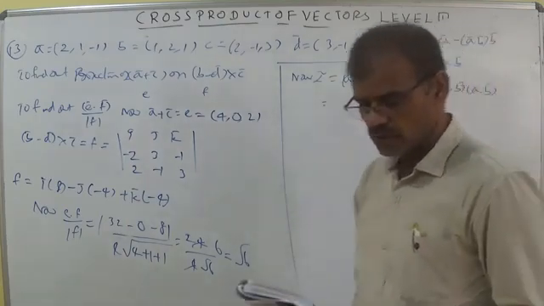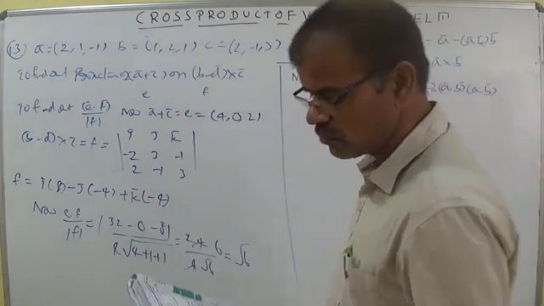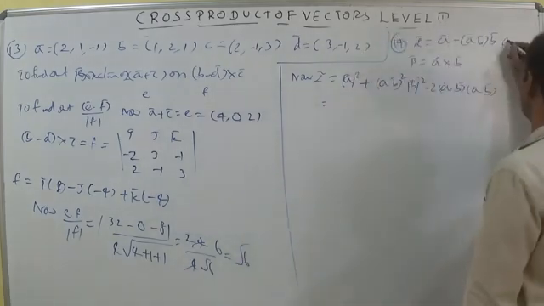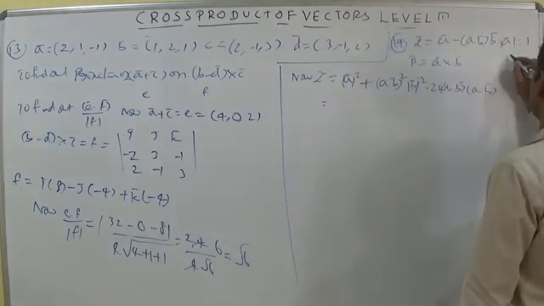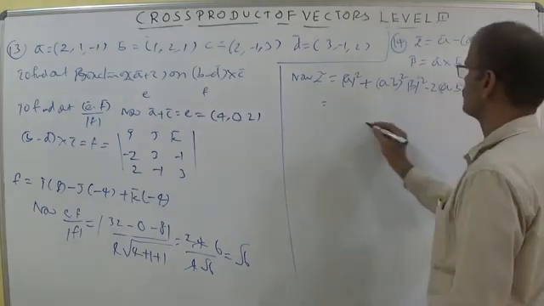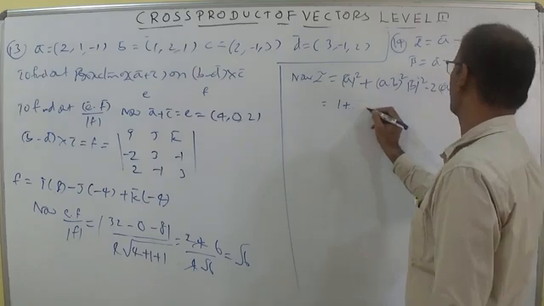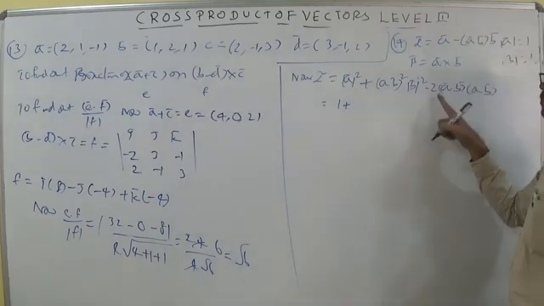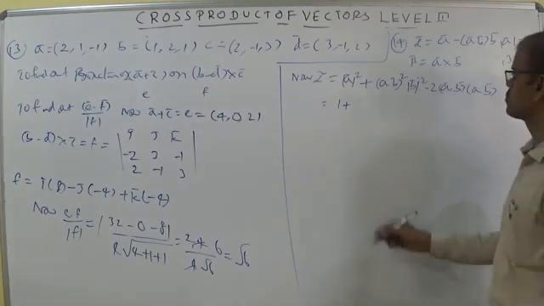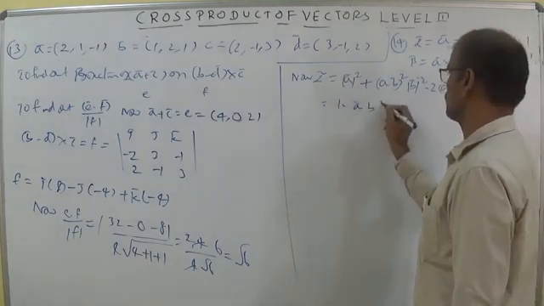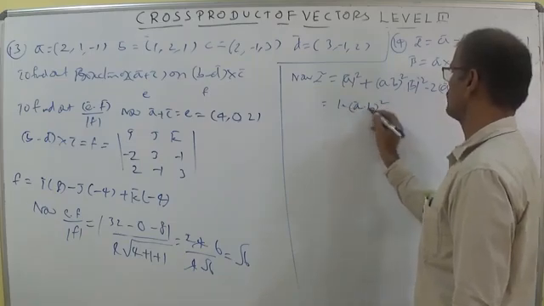We are given two non-collinear unit vectors, so mod A is equal to 1 and mod B is equal to 1. Using the given data, we write 1 here, and (A dot B) whole square into 1 minus 2 into (A dot B) whole square, which you can write as (A dot B) whole square minus (A dot B) whole square.